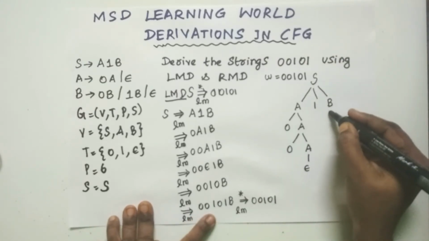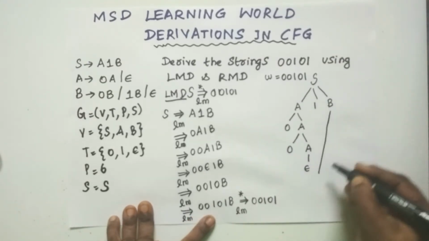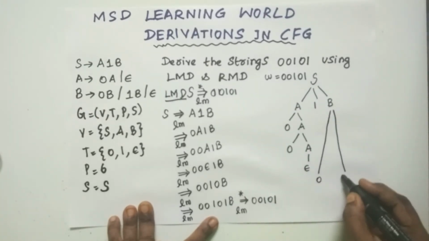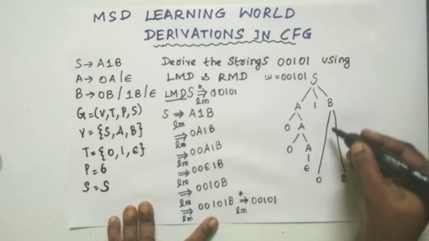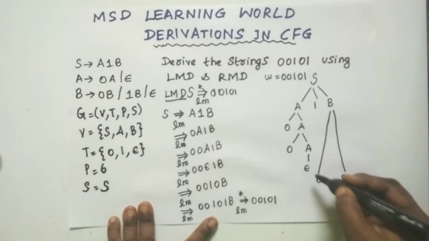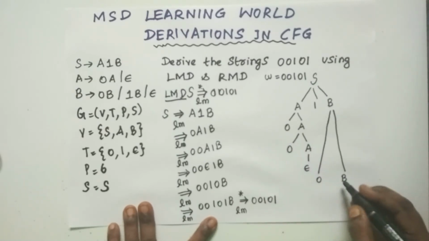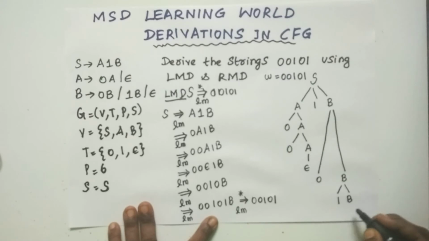Then you have started representing for this B. For this B, you have first represented 0B. That link must be placed next to this epsilon, because this must show the steps of the leftmost derivation. Then for this B, you have represented 1B. Then for this B, you have represented epsilon.